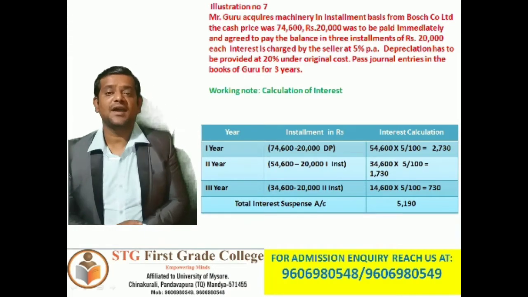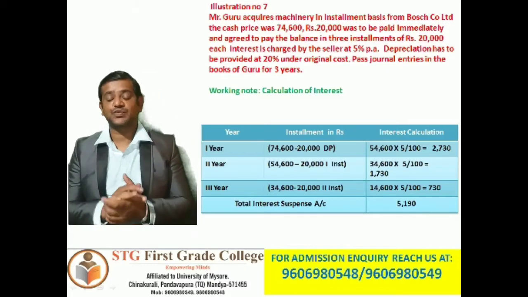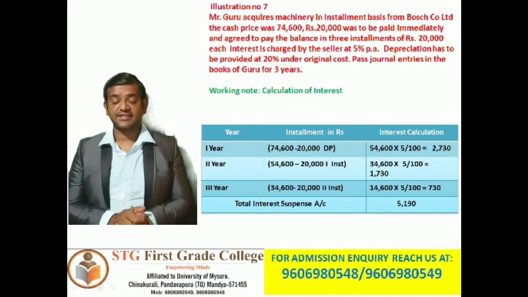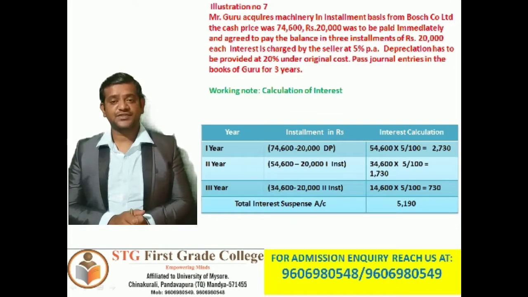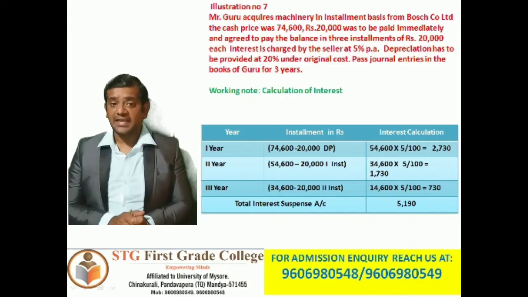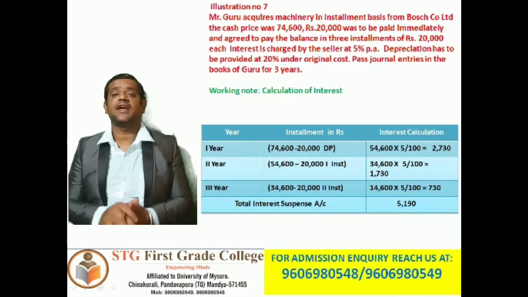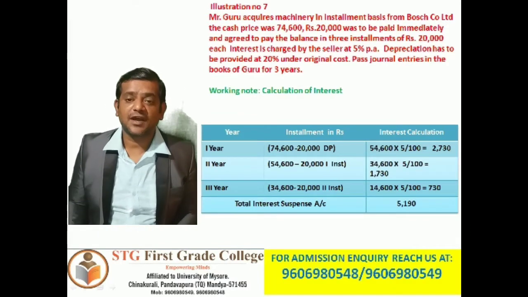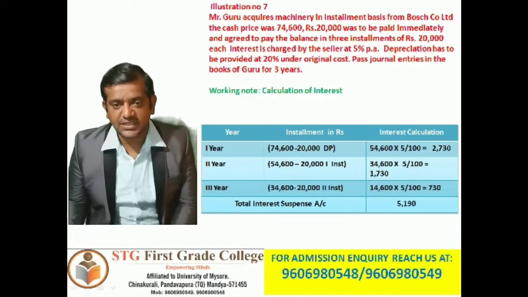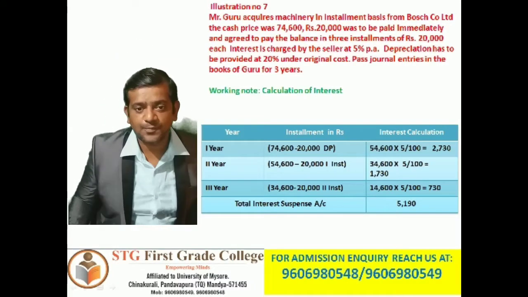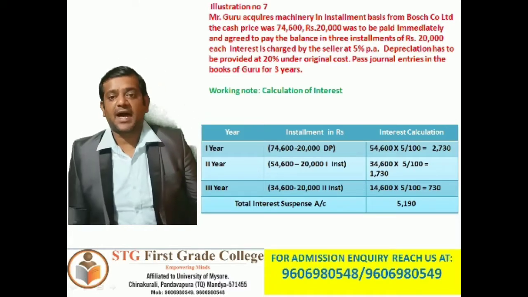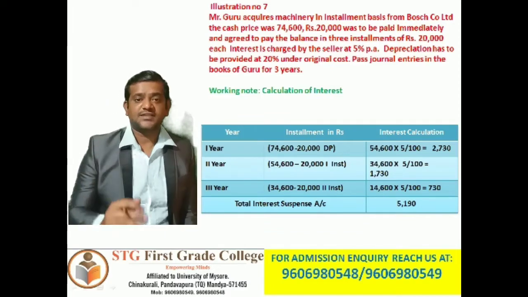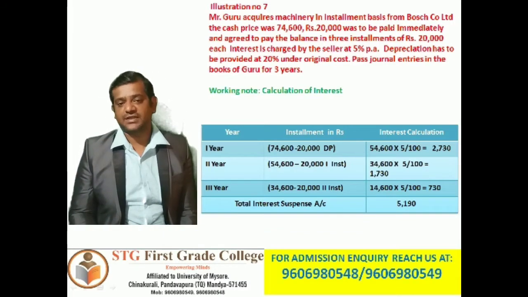Mr. Guru acquires a machinery on installment basis from Bosch Company Limited. The cash price was rupees 74,600 and rupees 20,000 was to be paid immediately. So that means the cash price is 74,600 and rupees 20,000 is a down payment, which he has paid immediately, and agreed to pay the balance in 3 installments of rupees 20,000 each.